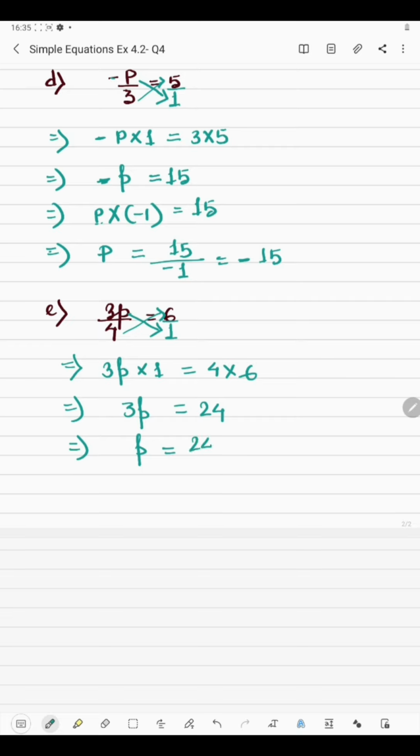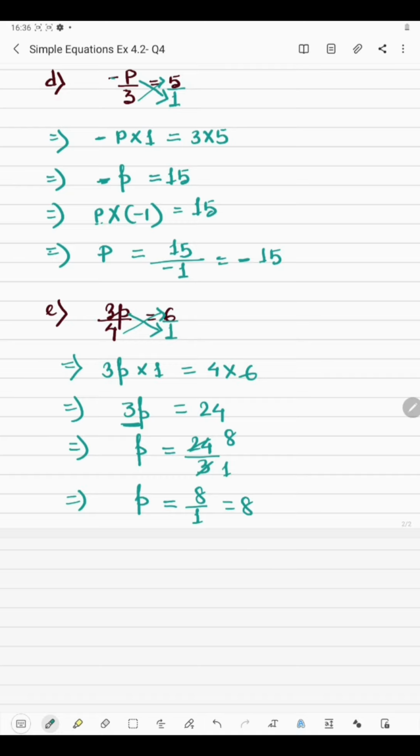It's 24 divided by 3, because it is given in multiplication form. After changing to another side, it will be division. So 24 will be divided by 3. So 3 1s are 3, 3 8s are 24. So the value of p is 8 by 1, which is 8.